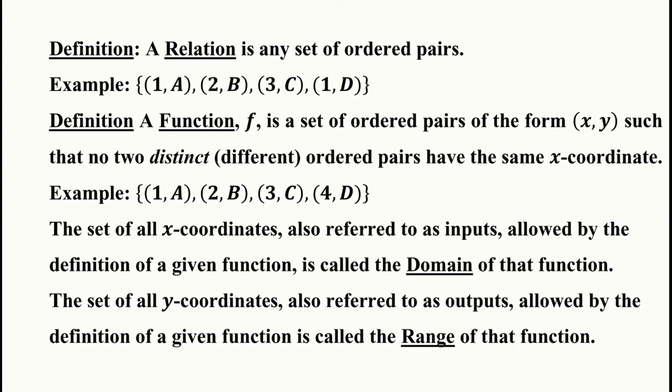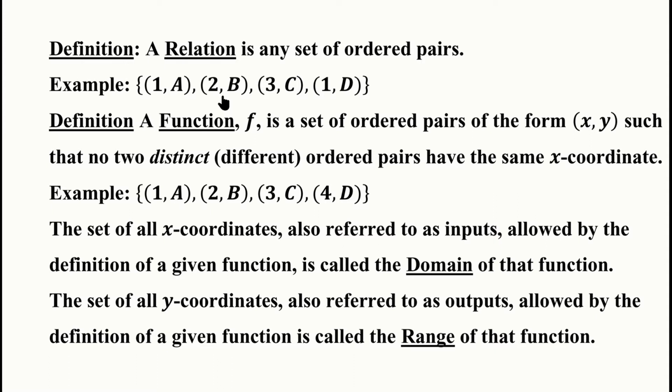Let's start by reviewing both relations and functions. A relation is basically any set of ordered pairs which creates an association between two sets. For example, if we look at the set involving the numbers 1, 2, and 3, and the set involving the letters A, B, C, and D, we could, for example, associate 1 with A, 2 with B, 3 with C, and 1 again with D.